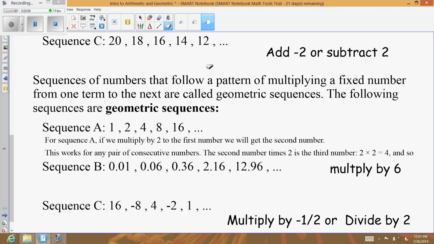Now I need you to be careful here because I need you to fix your notes. So I know that you're paying attention. Right here, that should be a -2. Okay, so make sure you correct that in your notes and you get a -2.